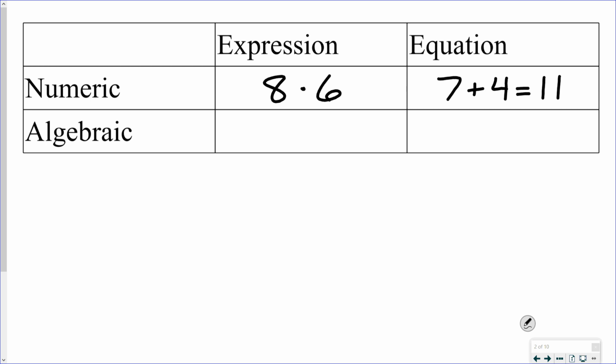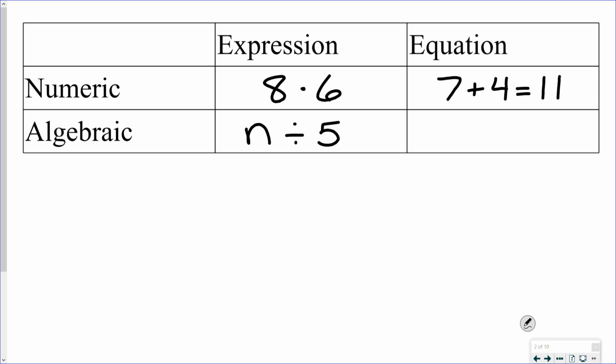For algebraic, we must use a variable. Variables are lowercase letters of the alphabet that stand in place of an unknown number. And most of the time you can use any lowercase letter of the alphabet that you so choose unless one has been assigned already. So an example of an algebraic expression would be n divided by 5. 13 plus k. 19 minus m. r times 4 would all be examples of algebraic expressions.